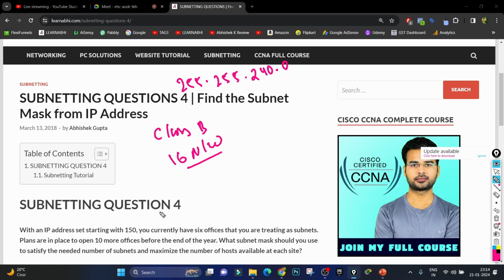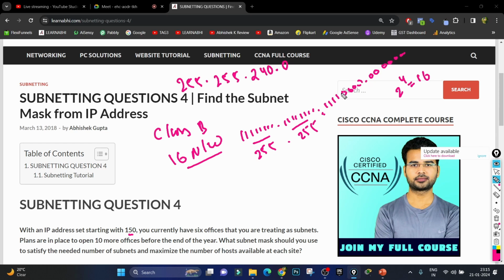Let's see. Step number 1: this is a class B IP address, which means the first 16 bits are network, so it is 255.255. Nothing to worry about on this. Now the question is, we need a total of 16 networks. How many bits do we have to borrow from the host to get 16 networks? We need 4 bits, right? 2 to the power 4 is equal to 16. So we have to borrow 4 bits from the host and the rest of the bits will be 0.